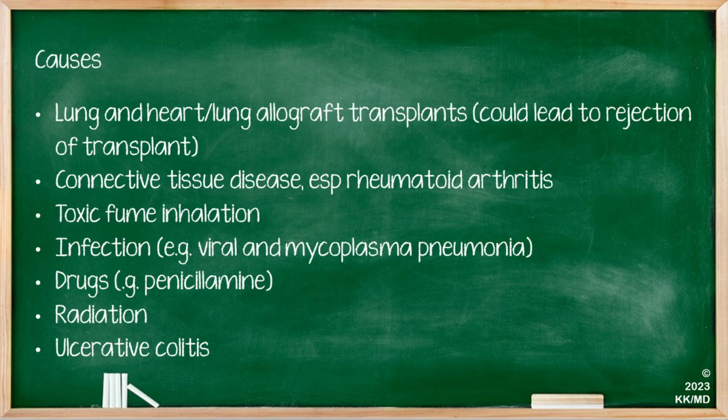The causes of bronchiolitis obliterans are quite varied. However, the commonest ones that we see in practice are in patients who've had lung and/or heart and lung allograft transplants. If they have this condition, it could sometimes result in transplant rejection. Connective tissue diseases, especially rheumatoid arthritis, are another culprit. Toxic fume inhalation, infections such as viral infections and mycoplasma pneumonia, drugs including penicillamine, radiation, and other autoimmune conditions such as ulcerative colitis.